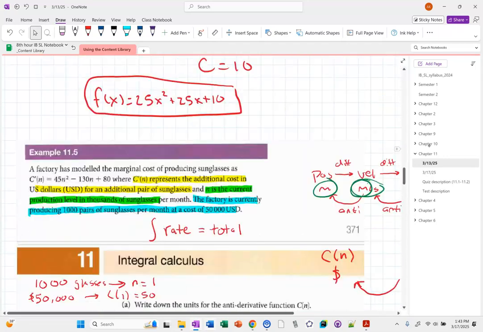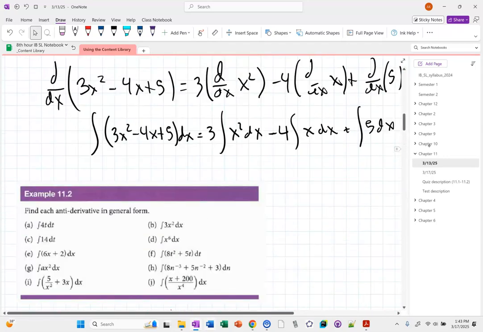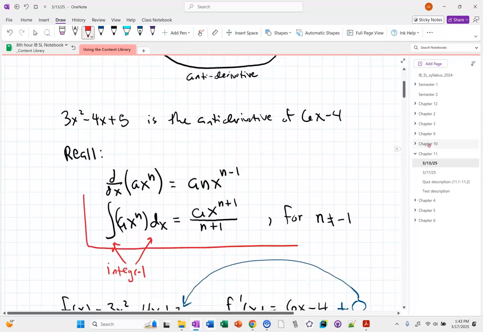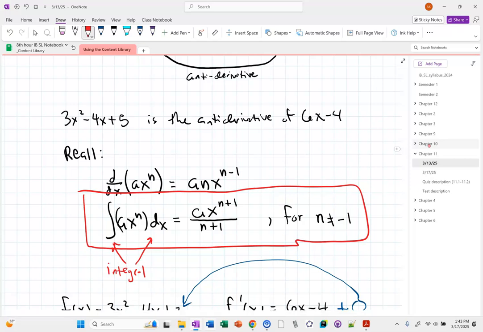So the formula for our antiderivative is this guy right here. Should we memorize that? I mean, it'll be on the equation sheet. But if you're going to use it enough, it'll just be memorized. You know what I mean?